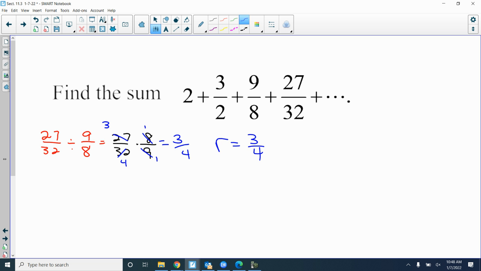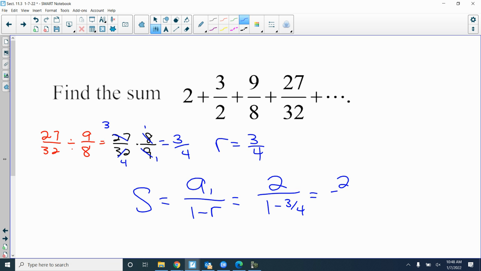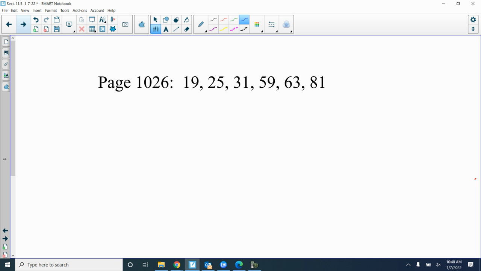What's that number? Well, S will equal first term over 1 minus r. First term is 2 over 1 minus 3/4. 2 divided by 1/4, which is 8. So that sum is 8. So you can think of a rectangle of 8, filling it in piece by piece by piece. Never going over, and then at the very end it'll fill all the way in. Okay, that's geometric. All right, page 1026.